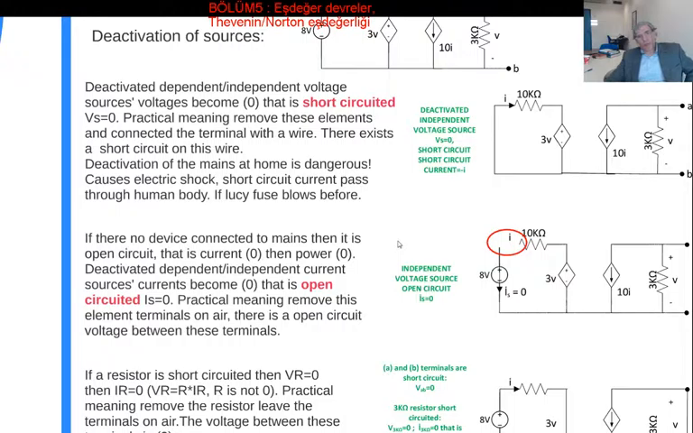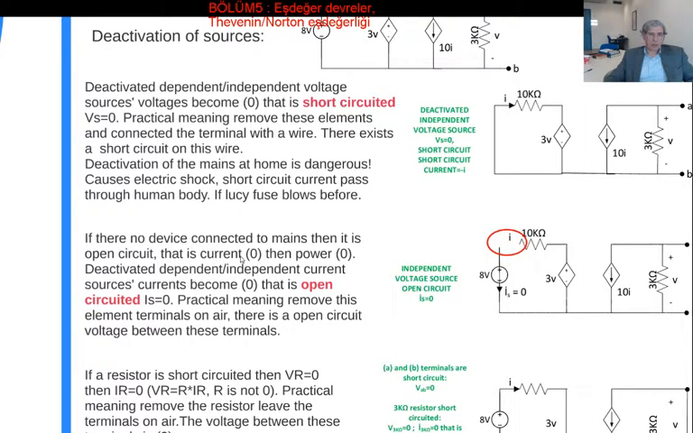Let's come to the open circuit business. If there is no device connected to mains, then it is open circuit. So at home, you have an independent voltage source. If nothing is connected to it, it is open circuit. That means there is no current going anywhere, and there is no current passing through this independent source.